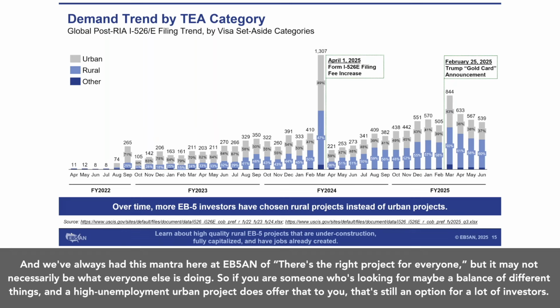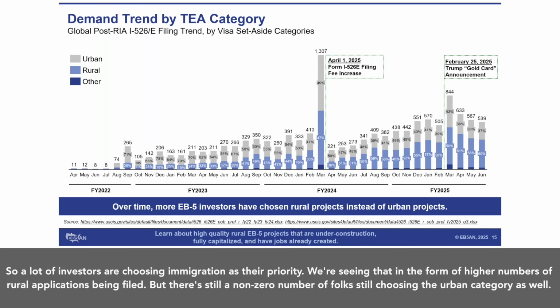And we've always had this mantra here at EB-5AN of, there's the right project for everyone, but it may not necessarily be what everyone else is doing, right? So if you are someone who's looking for a balance of different things, and a high unemployment urban project does offer that to you, that's still an option for a lot of investors. So a lot of investors are choosing immigration as their priority. We're seeing that in the form of higher numbers of rural applications being filed, but there's still a non-zero number of folks choosing the urban category as well.